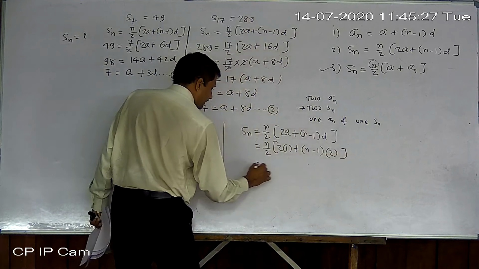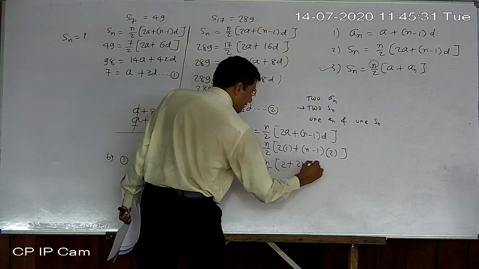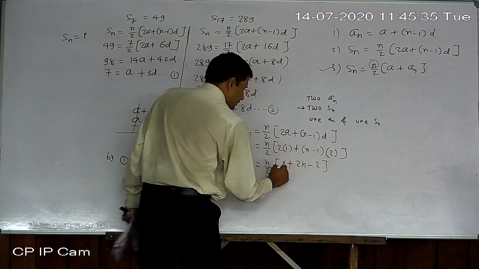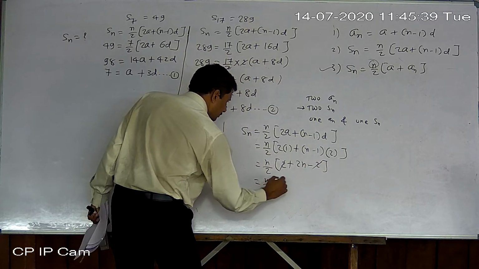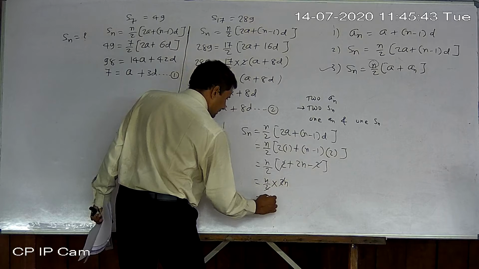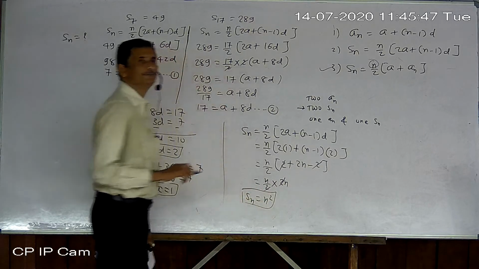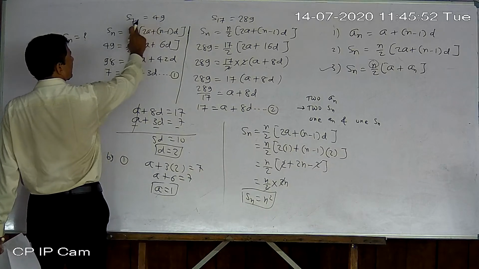So just simplify it. N by 2, 2 plus 2n minus 2. Okay, I open that bracket. 2 minus 2 cancel. So n by 2 into 2n. So again 2 cancel, n square. So Sn equal to n square, that is the answer. Okay, you can verify also here. Sn equal to n square, look there.